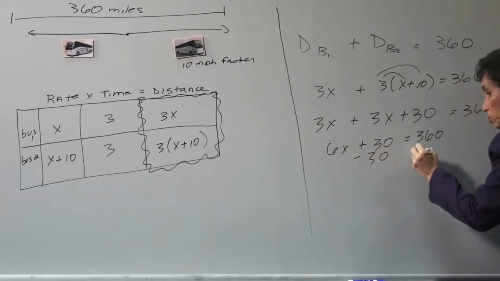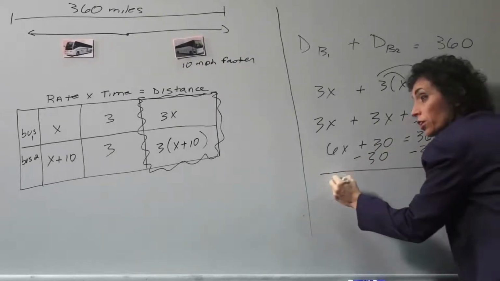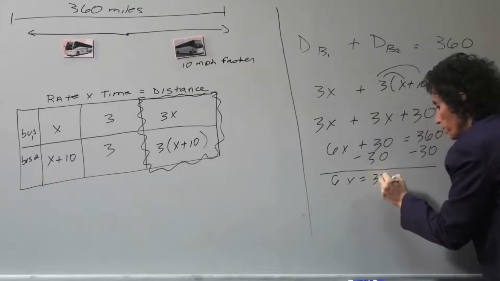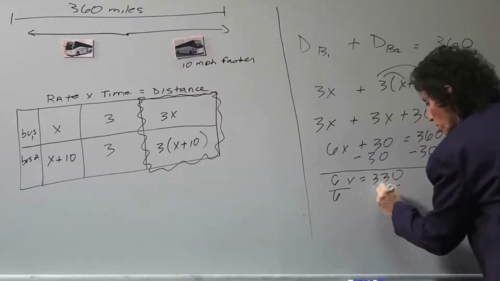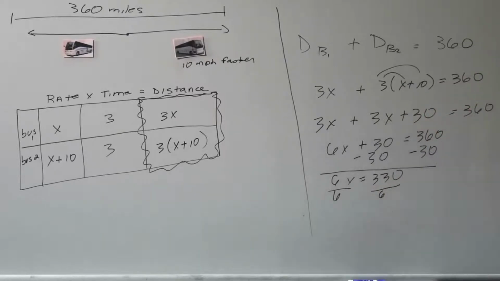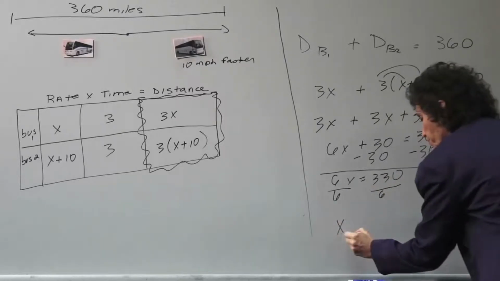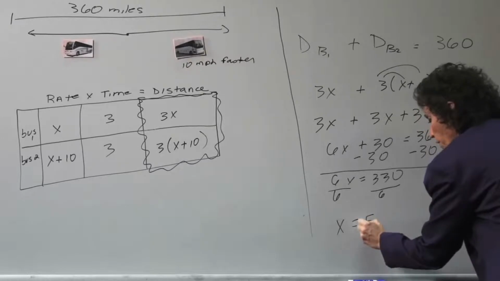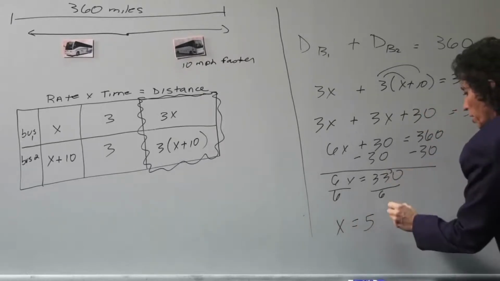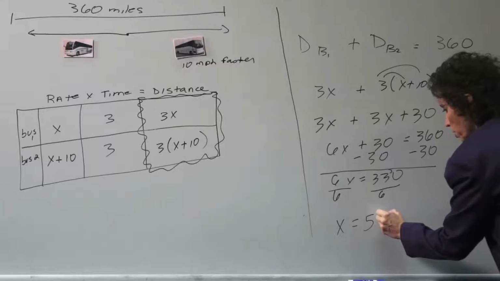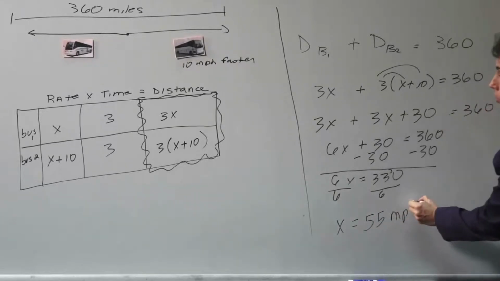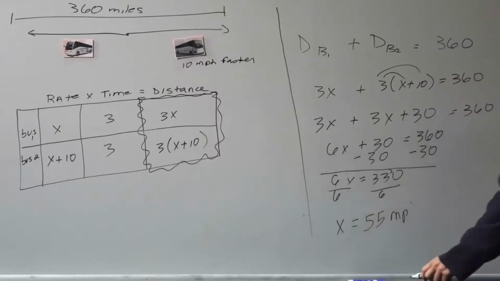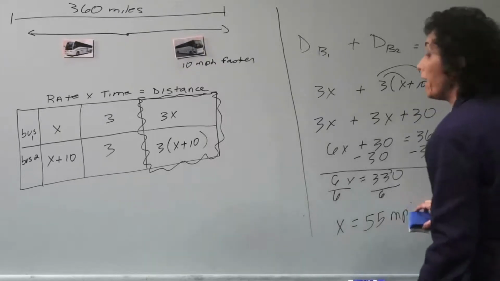Subtract 30. Subtract 30. 6x equals 330. Divide by 6. Oh, this is not going to go in nicely, is it? Okay. x equals 5, 30, remainder of 3. Oh, yes, it does. Okay, sorry. 55 miles per. Is it miles per hour? No, it's not. See, I goofed. x is what? Oh, yeah, it is miles per hour.